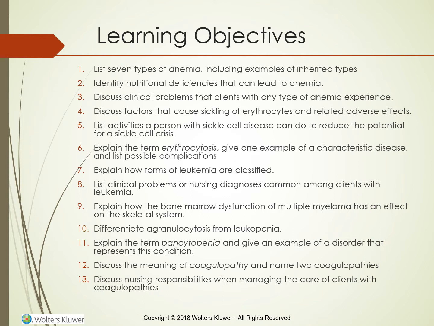Explain the term erythrocytosis. Give one example of a characteristic disease and list possible complications. Explain how forms of leukemia are classified. List clinical problems or nursing diagnoses common among clients with leukemia. Explain how the bone marrow dysfunction of multiple myeloma has an effect on the skeletal system.